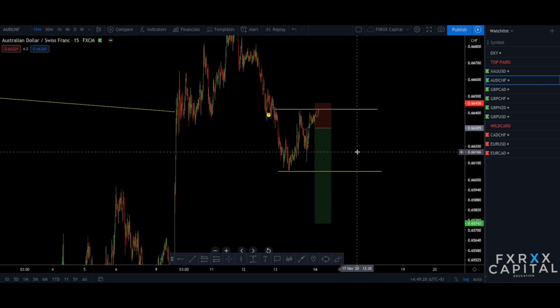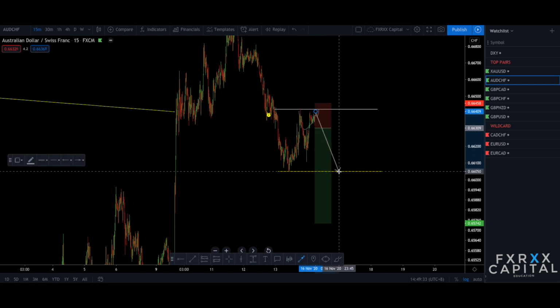The correction for this pair is quite a small structure, that's what I like about it. The risk and reward is quite big. So after I set my entry order, I will sell to the downside for this pair.